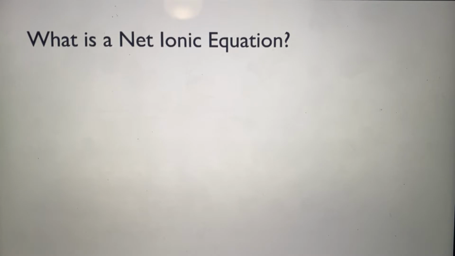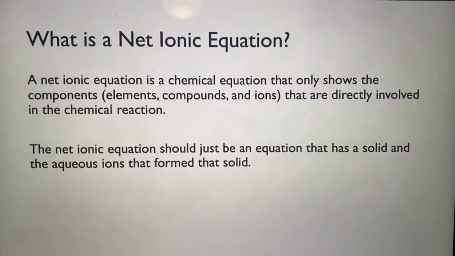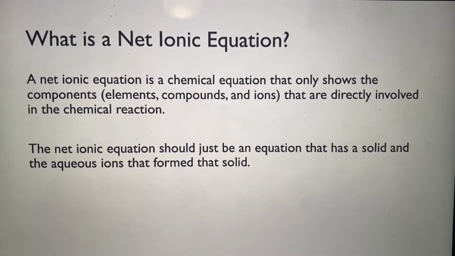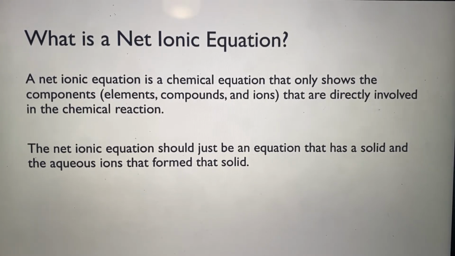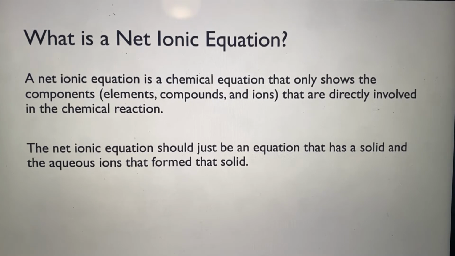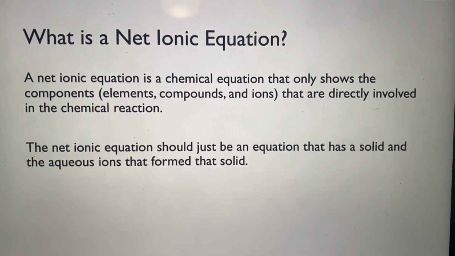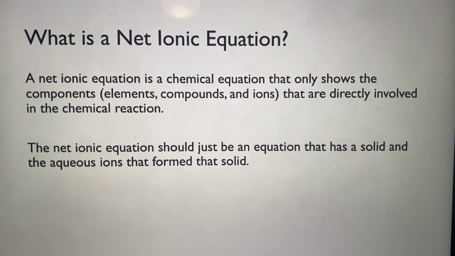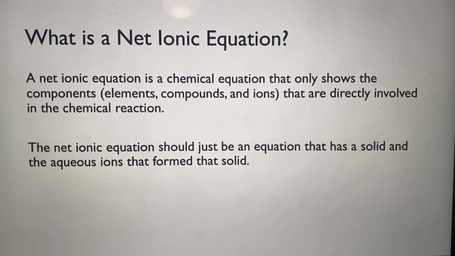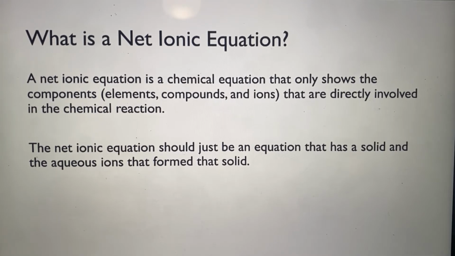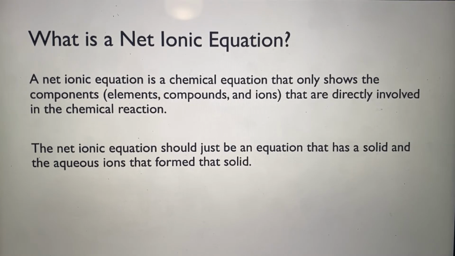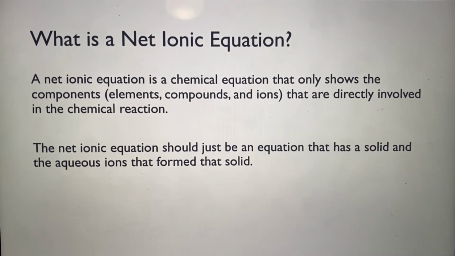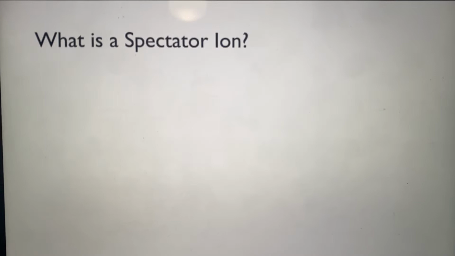So, what is a net ionic equation? Well, a net ionic equation is a chemical equation that only shows the components that are directly involved in the chemical reaction. So when you get a really long chemical reaction, not all of the ions that are shown in that reaction are actually going to lead to the final product that you're looking for. They actually aren't involved at all. So we can take this out and be left with the net ionic equation. And that would just be your solid product and the aqueous ions that form that solid product.